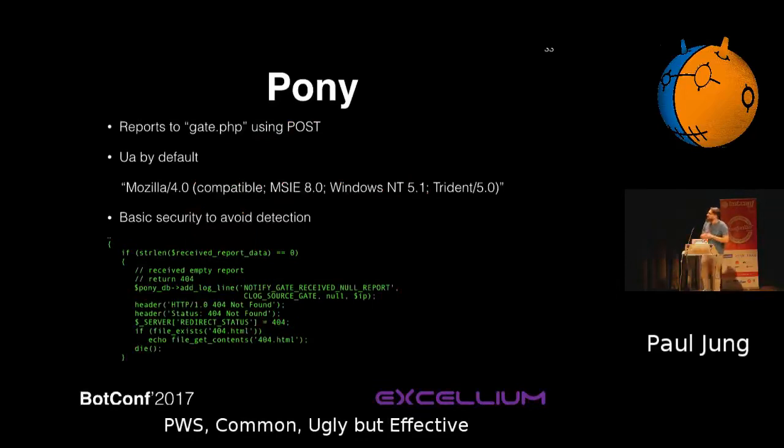Pony reports through the web to a backend page, get.php, using the POST method. By default, you have a URL, but since it's open now, you may change it. And there is a basic security to avoid detection. If you come without data, you get a 404 page back. You have the same thing with Lockybot. If you come without a specific user agent, you also get a 404 page. So it's enough to avoid detection and to stay online a little bit longer.